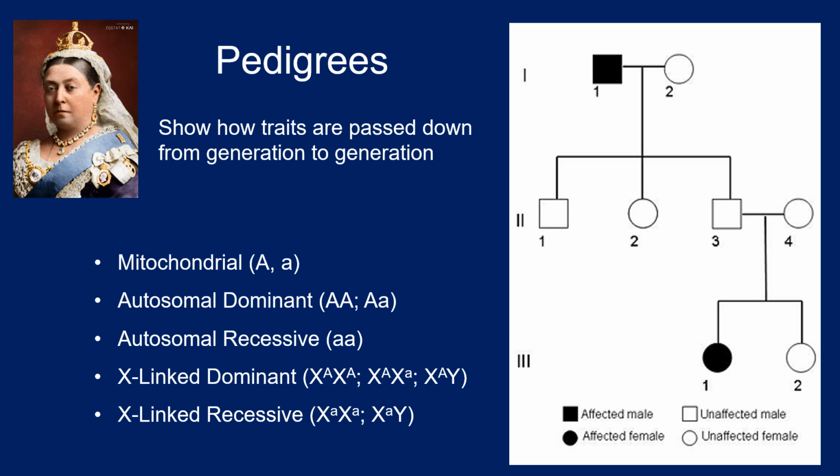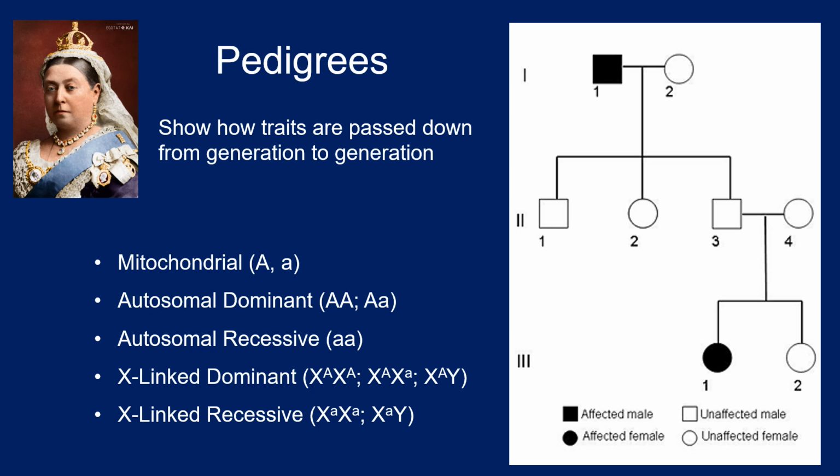Now this is kind of interesting. Mitochondria, if you remember, came from bacteria. Bacteria are haploid. So we use either uppercase A or lowercase a generally for mitochondrial traits. With mitochondrial traits, if the mother has the trait, so the mother has a defect in one of the mitochondrial genes, that trait is passed down to all of the offspring, male and female. Autosomal dominant, you can use uppercase A and lowercase a, or pick your own letter, whatever you want, but that's the format we would use.